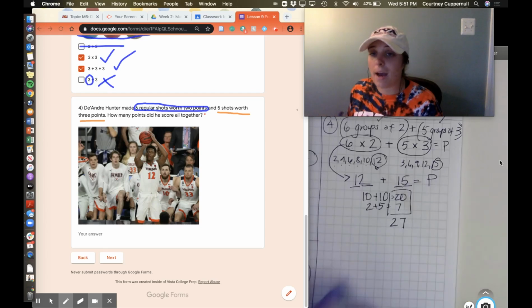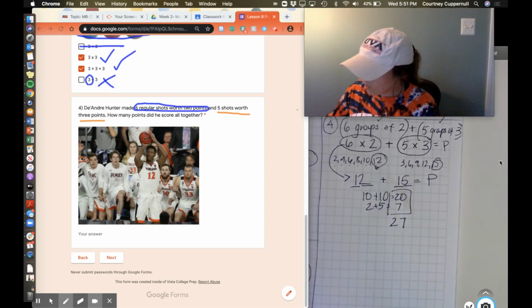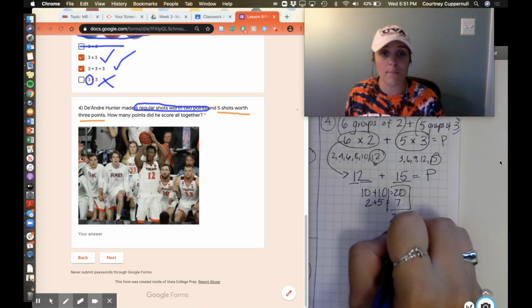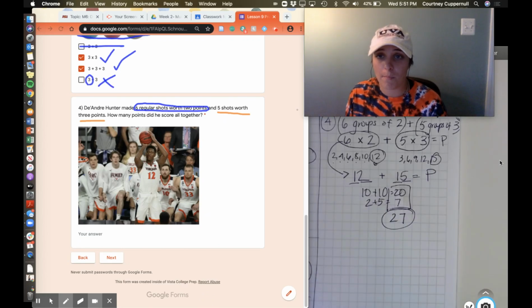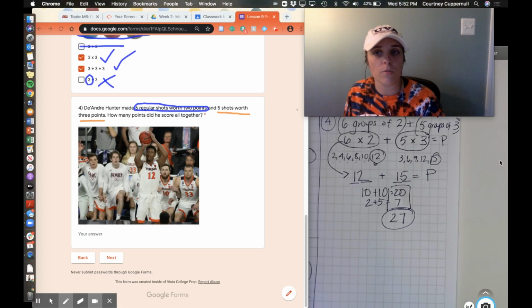So according to my math here, DeAndre Hunter scored 27 points in the championship game, which is true. He actually did score 27 points. He also had 9 rebounds, which is pretty crazy.